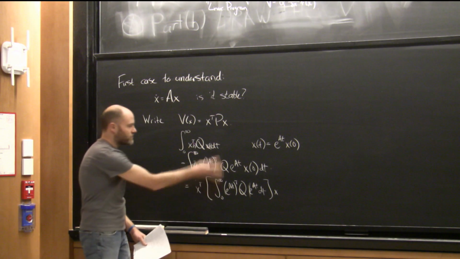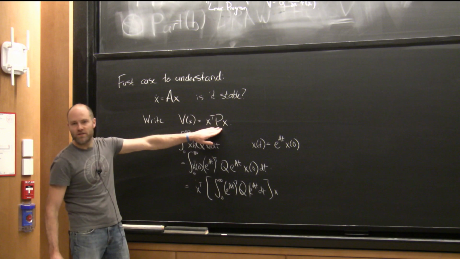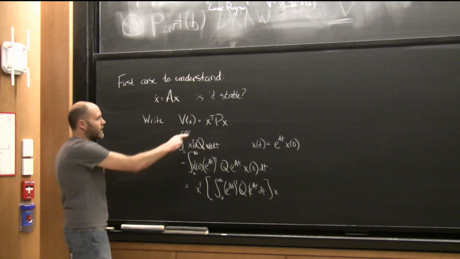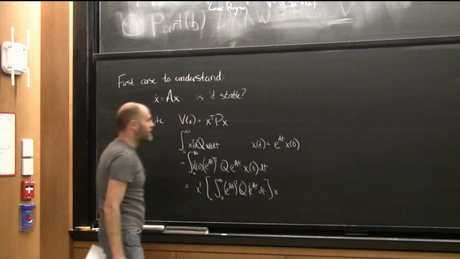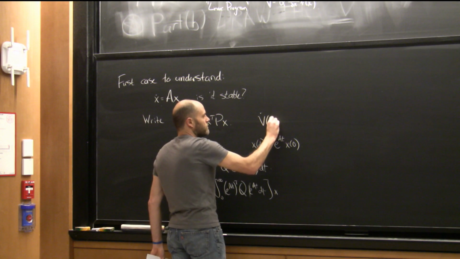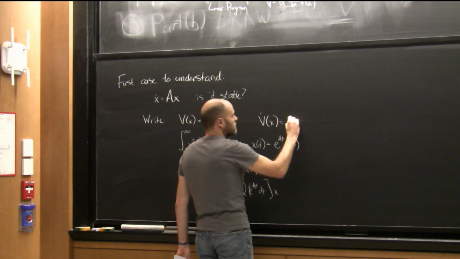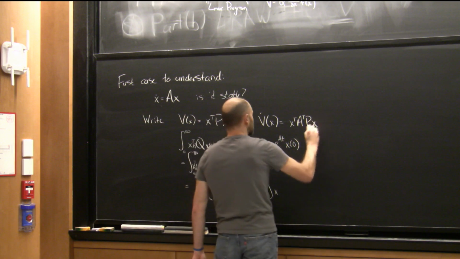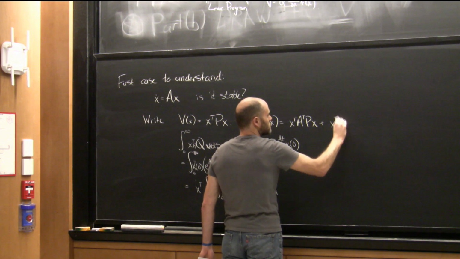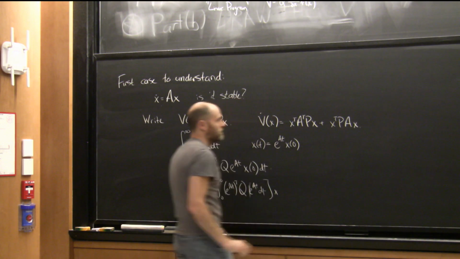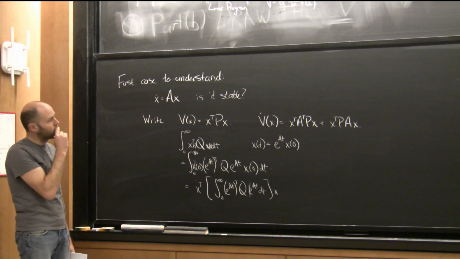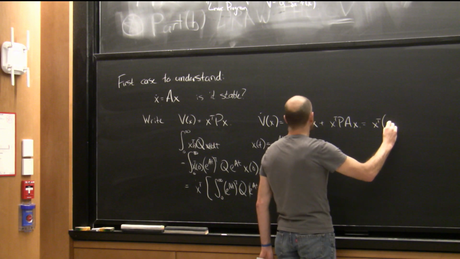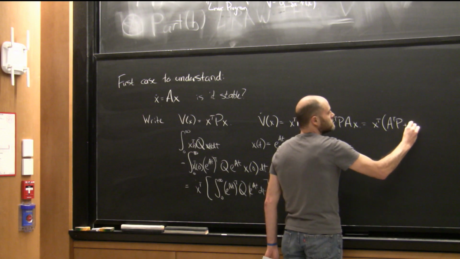Okay. That's just sugar. If you're willing to just go with me that the quadratic form is good, then let's pick this form. Okay, so what does V dot look like? It's going to look like x transpose A transpose P x plus x transpose P A x, which conveniently still looks like a quadratic form.